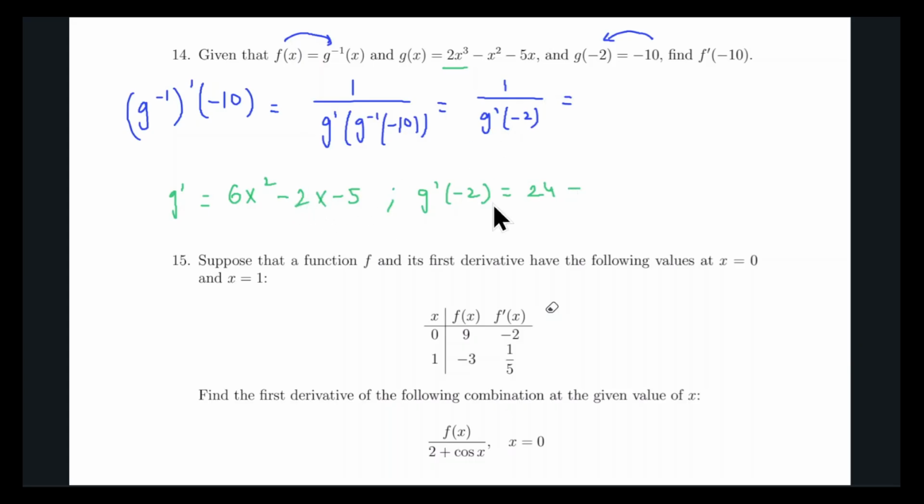Negative 2 times negative 2 is positive 4, and this is negative 5. So this will be 28 minus 5, which is 23. So this will be 1 over 23. And that should be my answer, right? That should be my answer. That's what I'm looking for.